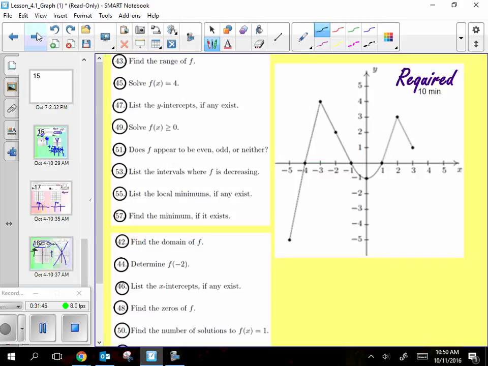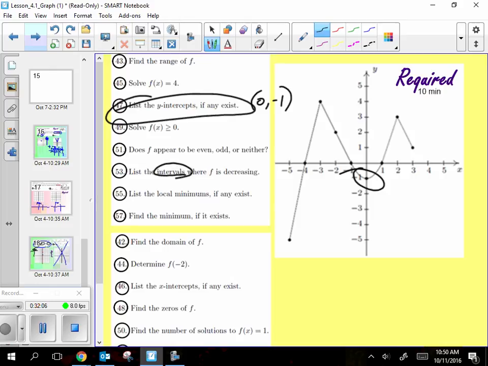This is the most important page because it sums up, there's only one of each. Do you know what a y-intercept is? Well, I can look over here and find the y-intercept like that. How do I write that? As a point. That is the point 0, comma, -1. So make sure you write your points as points. But your intervals are x values.